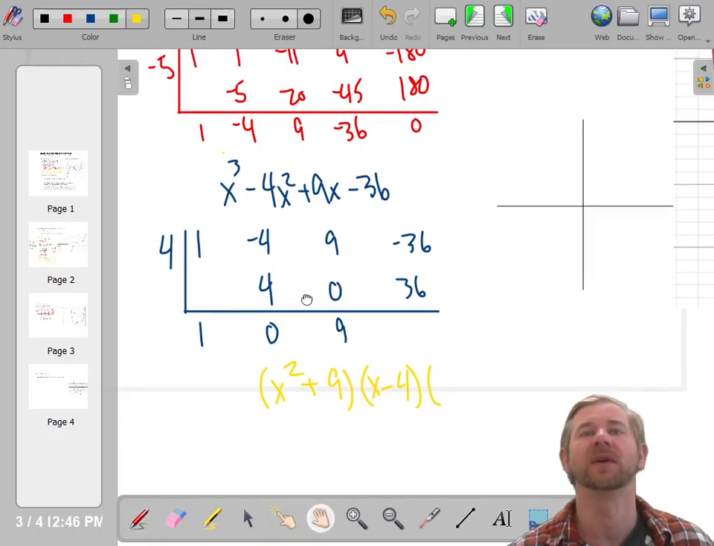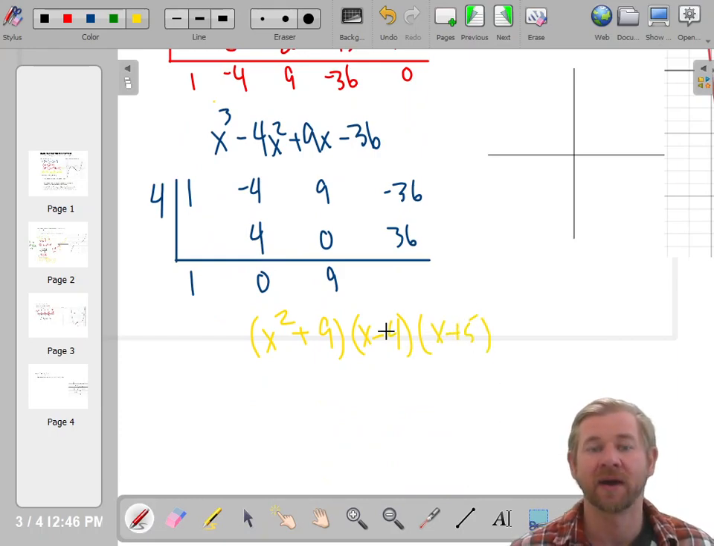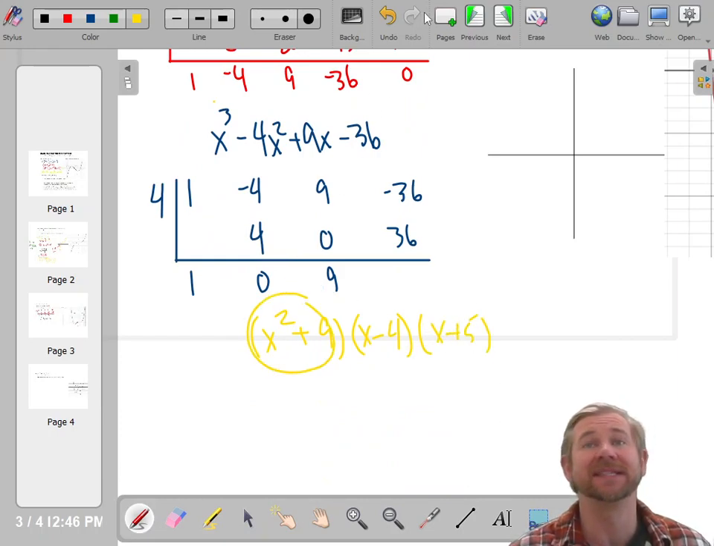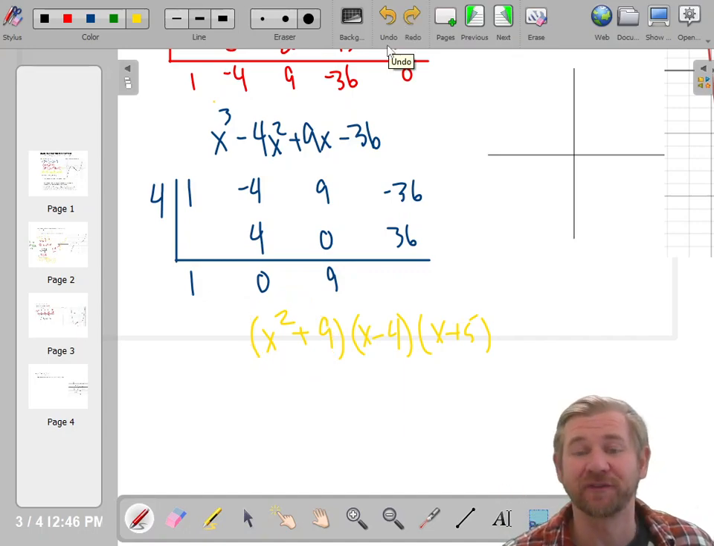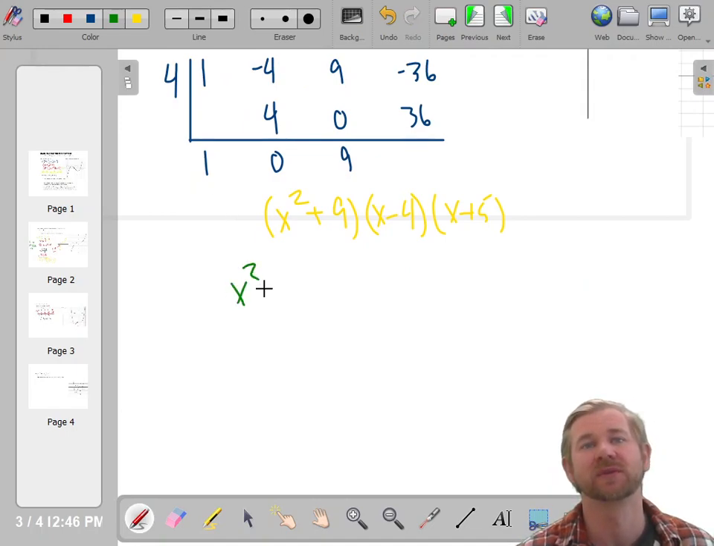And the other one, I think, was -5. So that'd be x plus 5. Now, we have a degree 2, which means we could solve that. You could use the quadratic formula. You might not need to, though, because you can just solve this one with square roots.